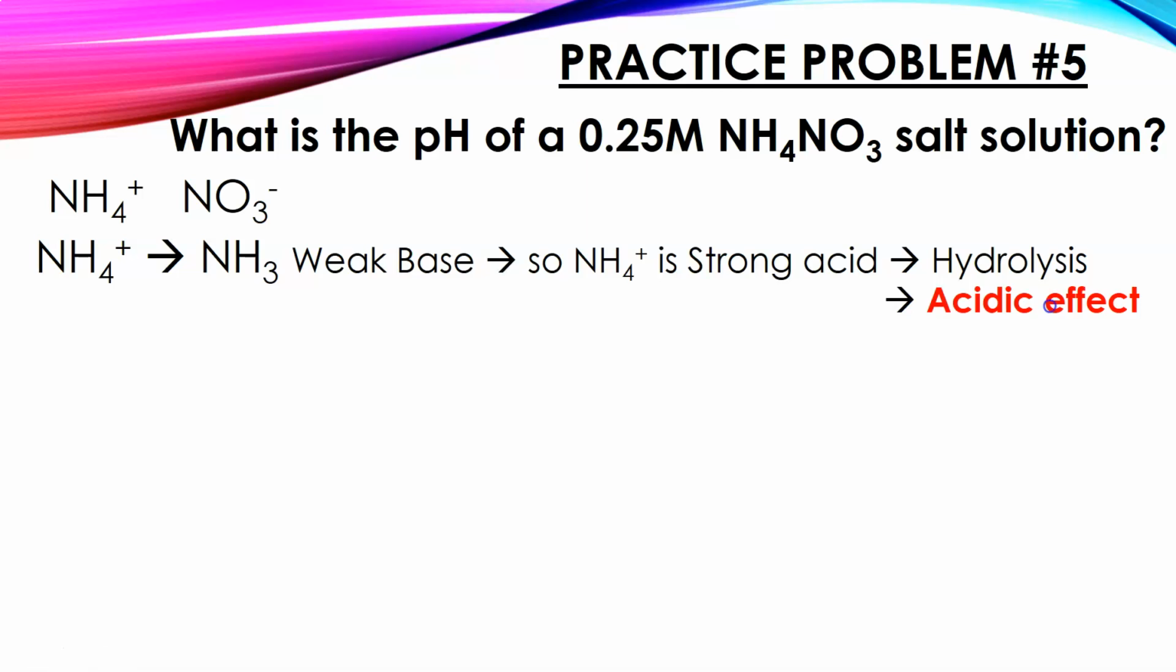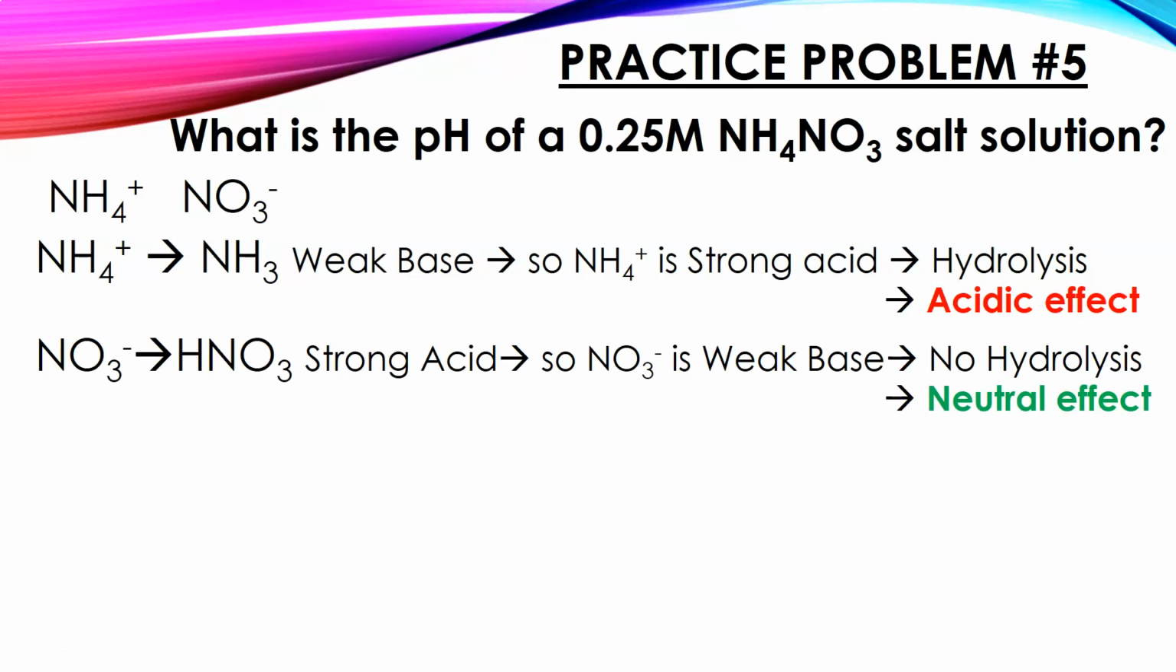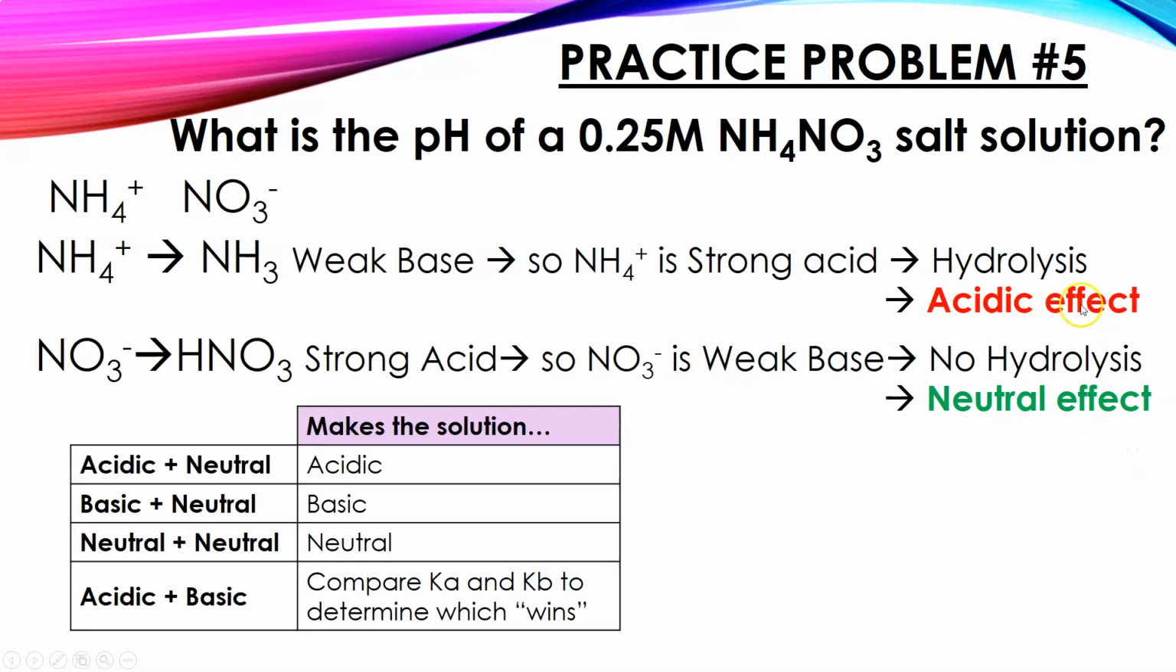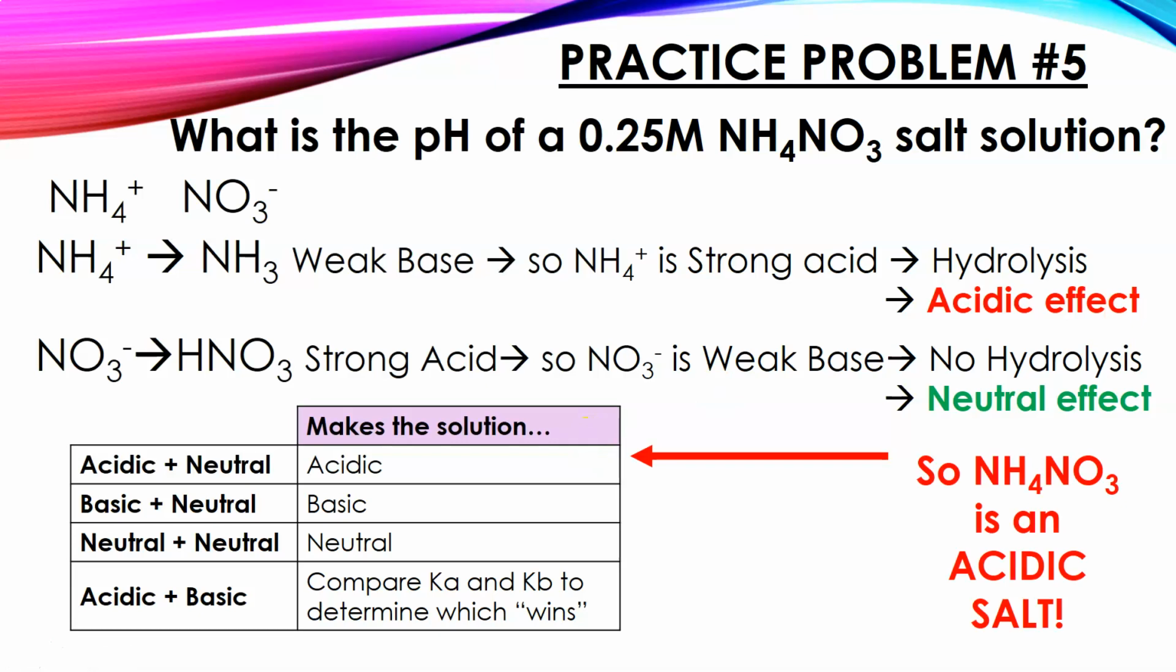Nitrate ion came from a strong acid, didn't it? So it is weak. It's not going to hydrolyze. It wants to be left as a nitrate ion. It is not going to go around stealing hydrogens from the water. It's going to just float around minding its own business. So it will be neutral. Well, if I have an acidic ion and a neutral ion, my resulting solution will end up acidic.